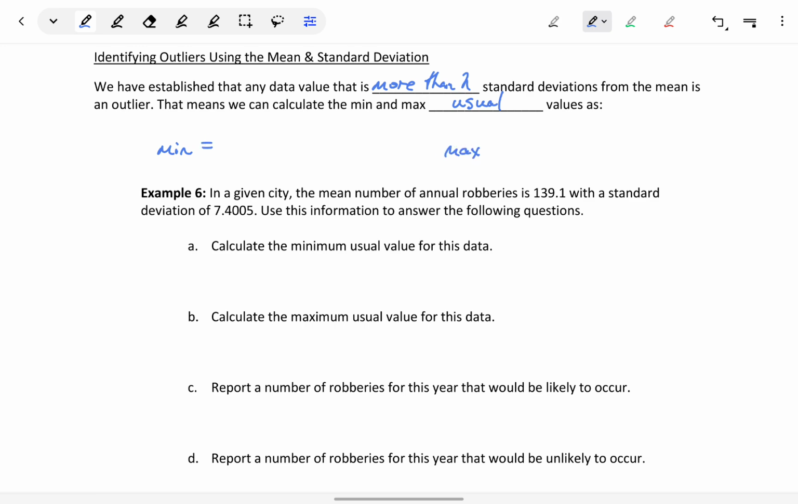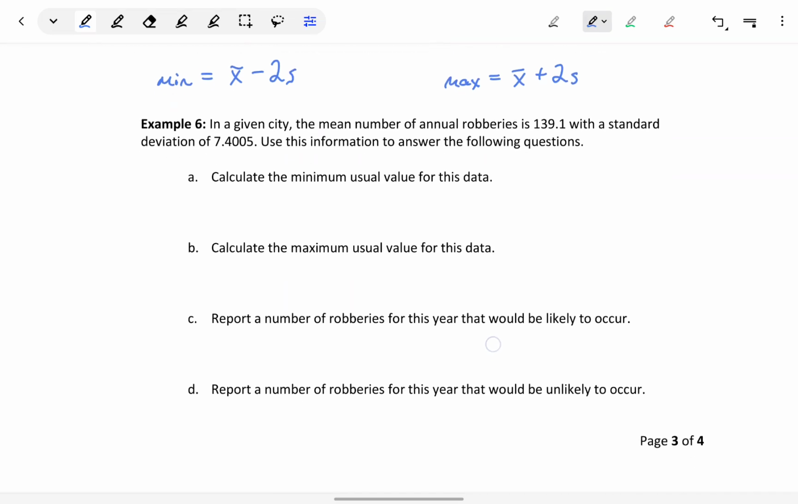Our minimum usual value will be calculated as x bar, our mean, minus 2 times the standard deviation. So we're calculating what number is 2 standard deviations below the mean. And for the max, we'll calculate x bar, the mean, plus 2 times s, 2 times the standard deviation, because if anything is more than 2 standard deviations above, it's considered to be an outlier.